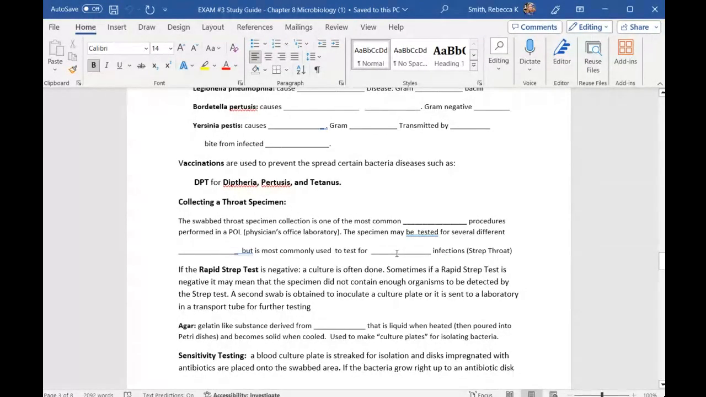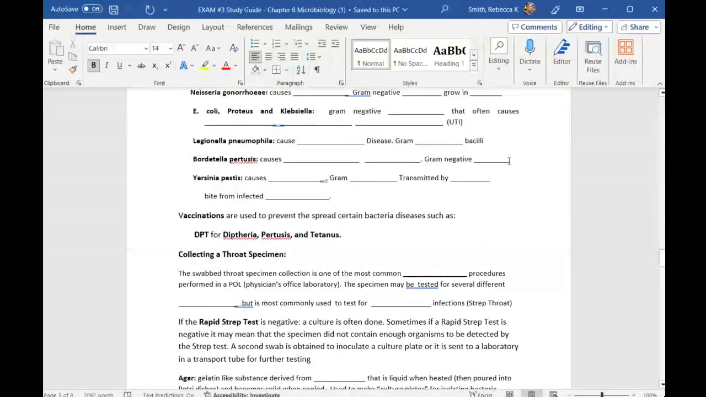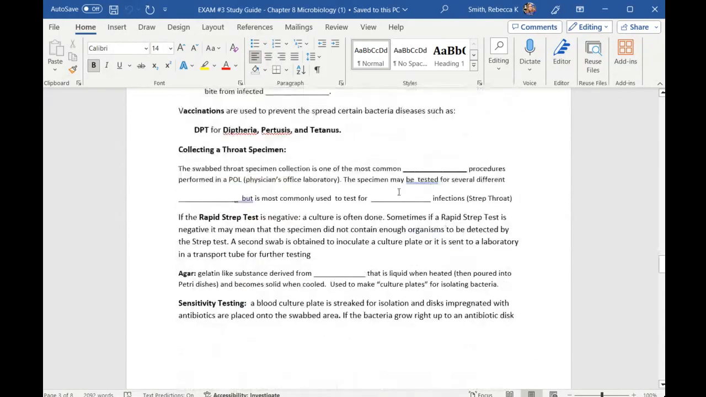All right, Bordetella pertussis causes whooping cough. Yeah, it makes a whoop because they can't catch their breath. It's very sad. And they're gram-negative bacilli. Yersinia pestis causes the plague, black plague. Yep. Those are gram-negative. They're transmitted by what? A flea bite from a rodent. Yeah. So the rodent usually gets flea bites, right? And then you can get bit by the rodent. Okay. There's vaccinations, DPT, diphtheria, pertussis, and tetanus, right?